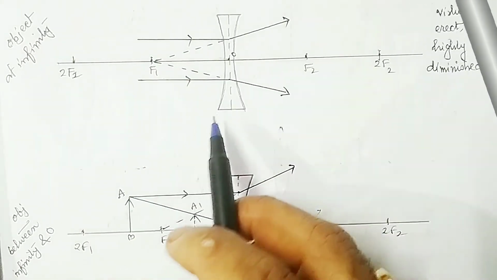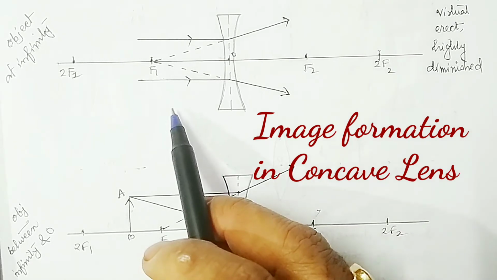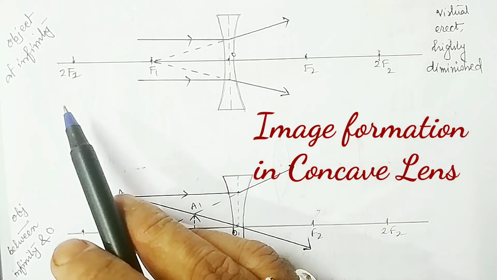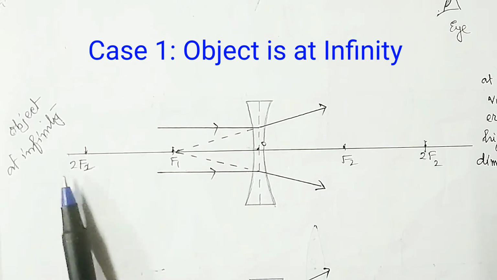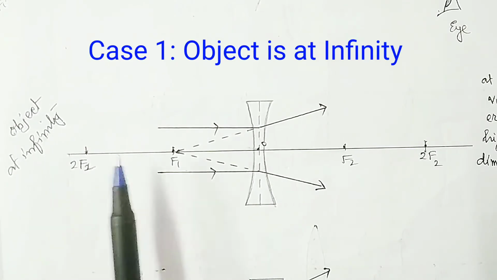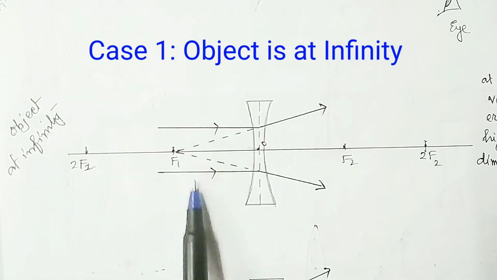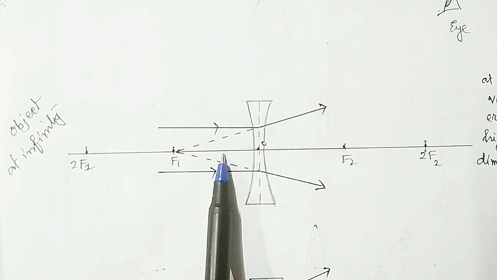Now in case of a concave lens, we have to consider two situations. In the first situation, when the object is at infinity, and in the second case, when the object is located between infinity and optical center. Now in this case, the object is located at infinity. We know the rays coming from an object located at infinity are always parallel, and in this case we have taken rays parallel to the principal axis.